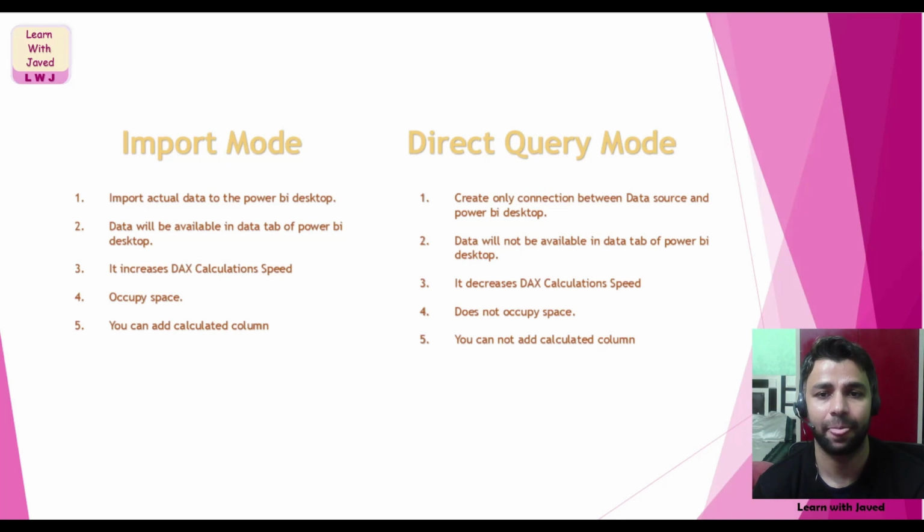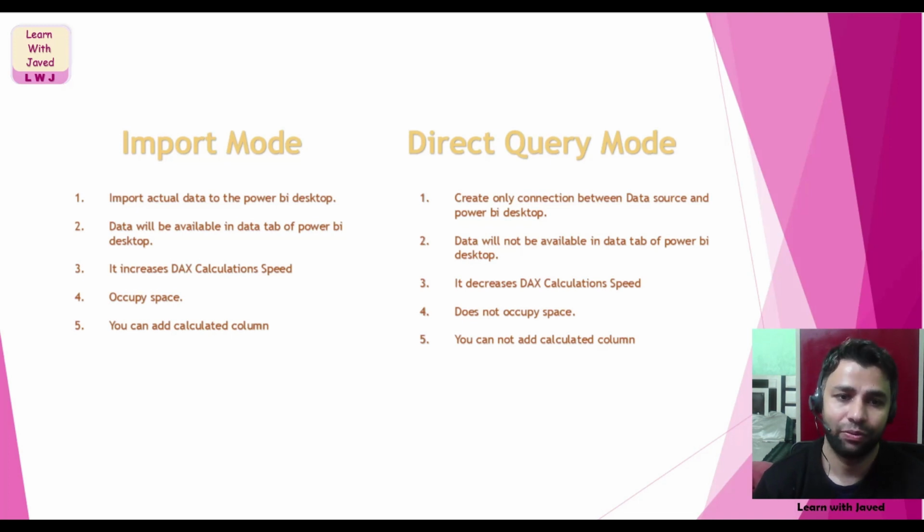On the other hand, if I talk about direct query mode, it decreases DAX calculation speed. The reason behind it is that it only creates the connection between the data source and Power BI desktop. So what happens when I run any code, first it sends the request to the data source and then it gets the response from the data source. So this process takes time. That is why it decreases the DAX calculation speed.